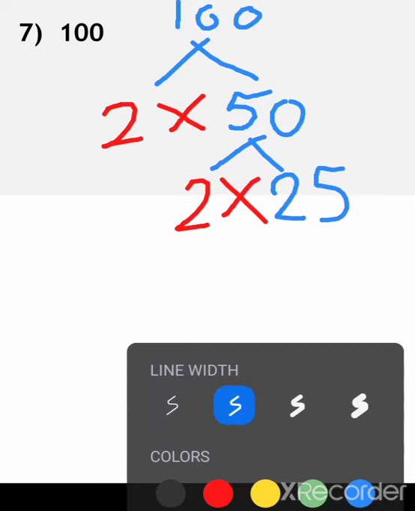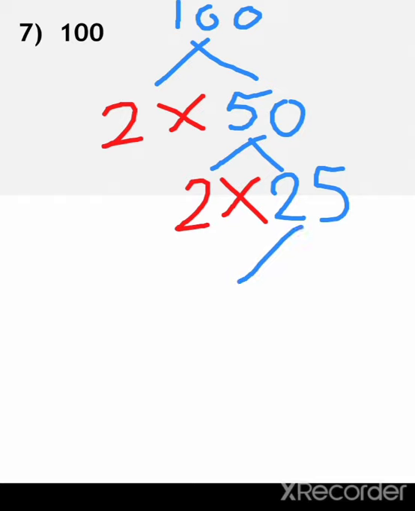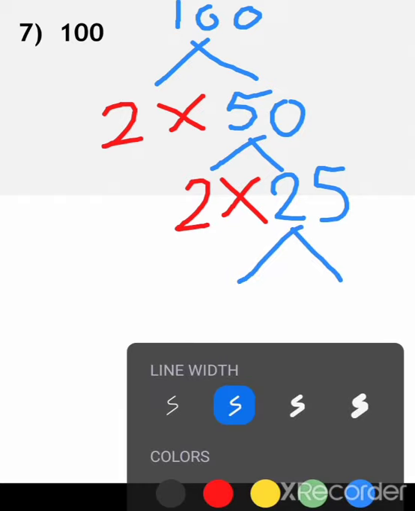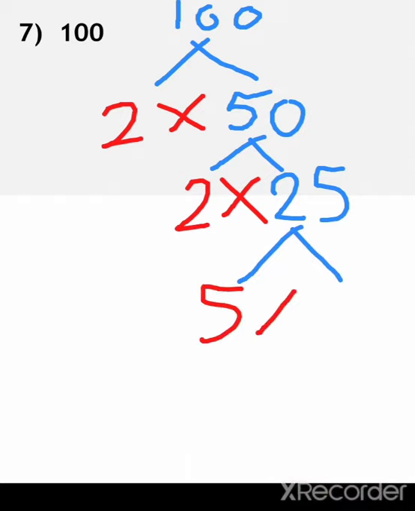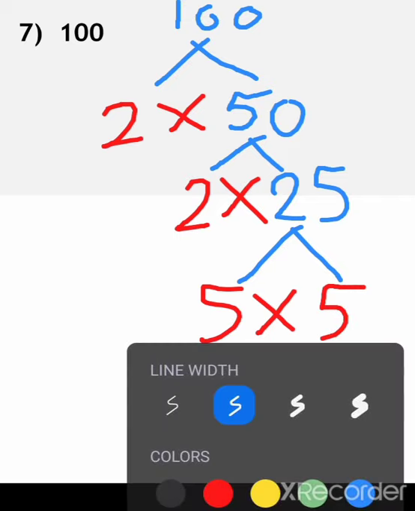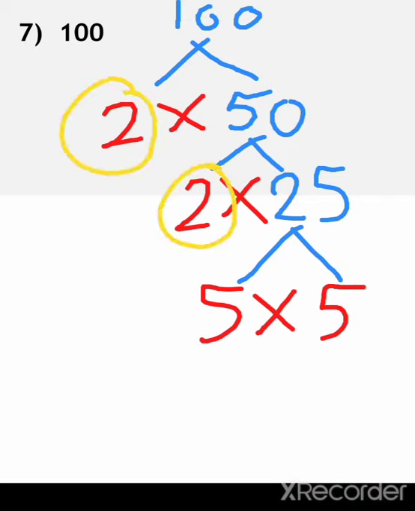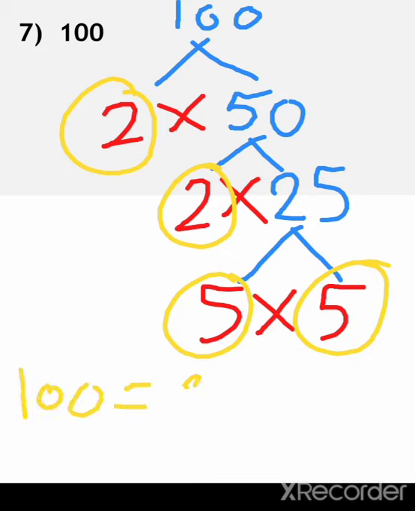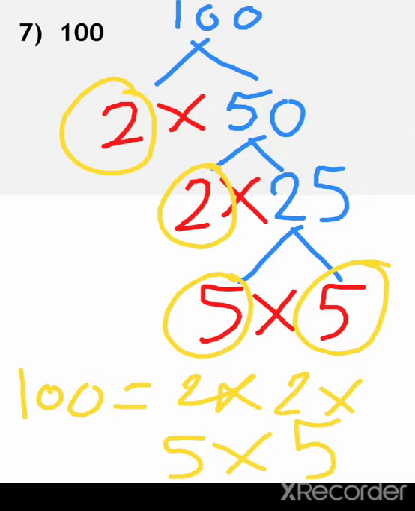Now 25 is not an even number, so is it divisible by 5? Yes, it is coming in the table of 5. 5 5s are 25. So what are the prime factors I have got? 2 times 2 and 5 times 5. So 100 is equal to 2 into 2 into 5 into 5.